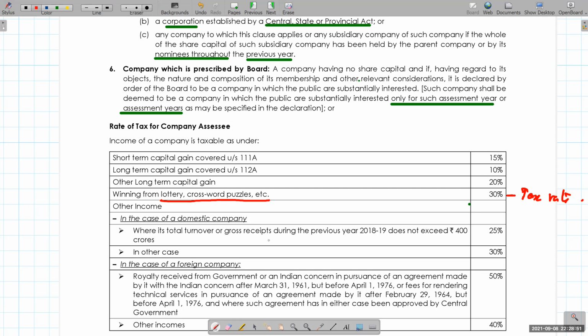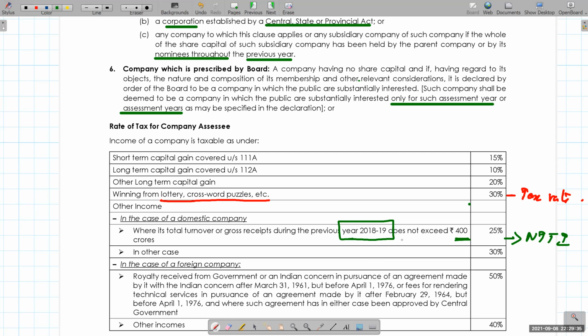In this domestic company, we have to see one particular thing. If your domestic company's turnover in the previous year, 2018-19, exceeds 400 crores, then the rate of tax will be 30% on net taxable total income. If you're not crossing 400 crores, it is 25%, but if you're crossing 400 crores, it is 30%. Understood? And when it comes to a foreign company, we have seen the definition of foreign company, which is not a domestic company.